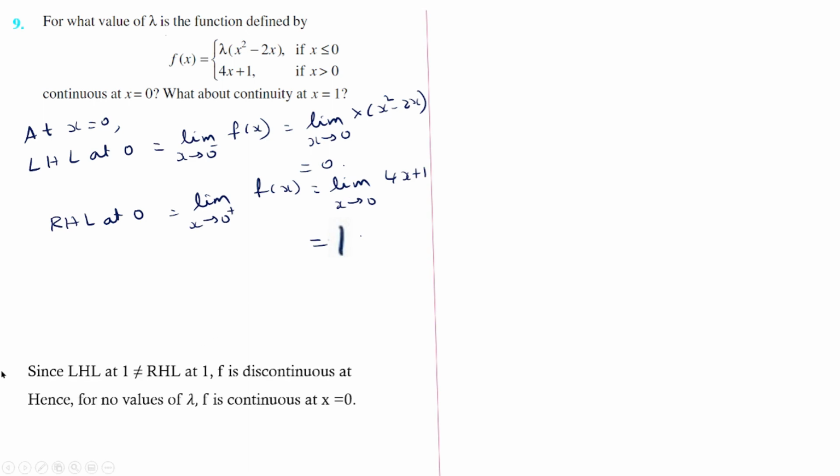Now here we can see that since the left hand limit at 0 is not equal to the right hand limit at 0, f is discontinuous at x is equal to 0. So for no values of lambda, whatever be the value of lambda, f is not going to be continuous at x is equal to 0. Hence for no values of lambda, f is continuous at x is equal to 0. Now moving on to x is equal to 1.